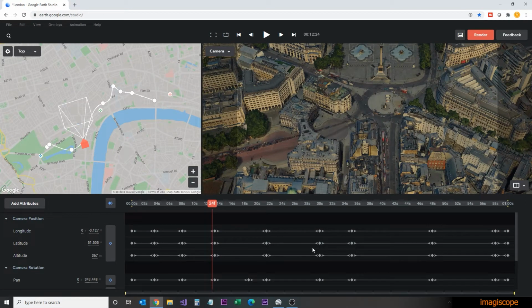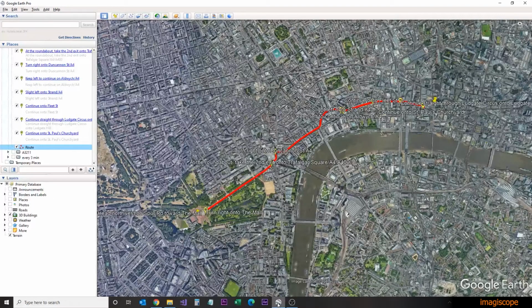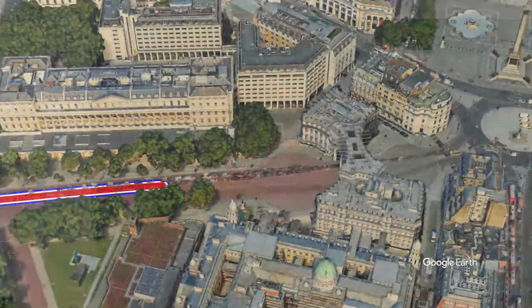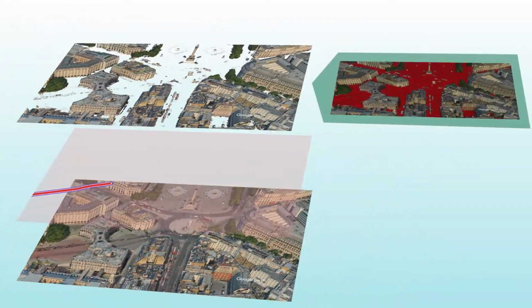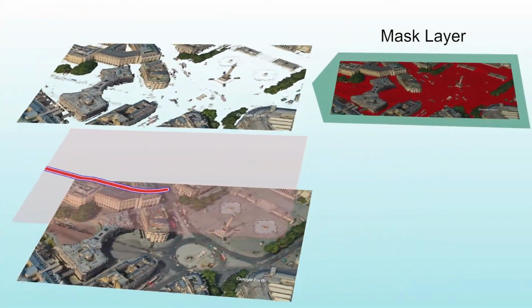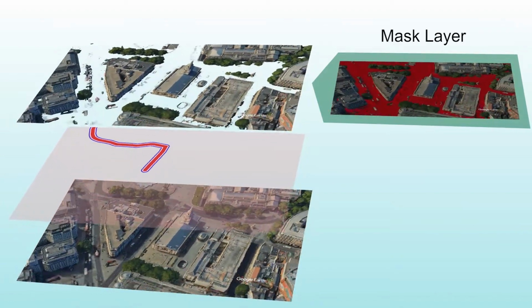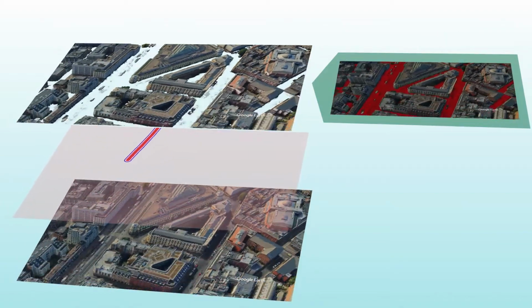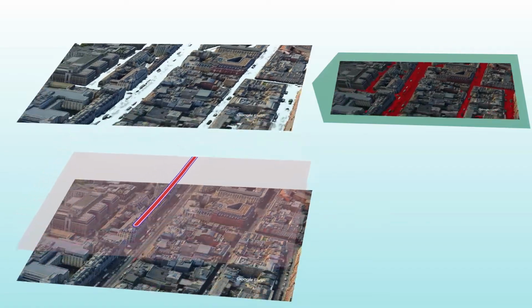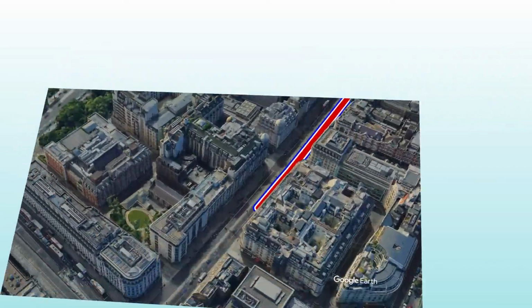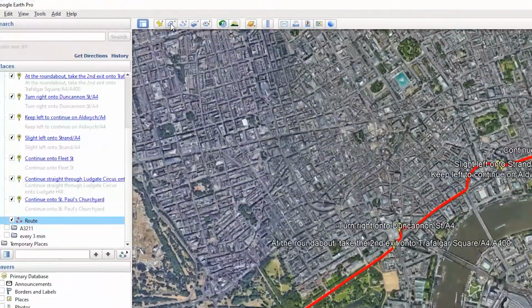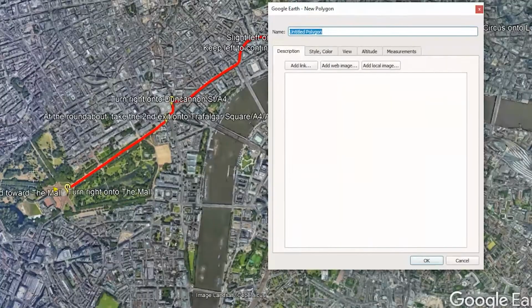So while that's rendering in the cloud, we're going to jump back over to Google Earth Pro to create our mask layer. The mask layer will allow us to isolate the road surface from the 3D buildings, allowing the path to interact with the 3D environment. One of the easiest ways to create the mask is to cover the entire area of the route. Using the polygon tool, we're going to outline the route area.